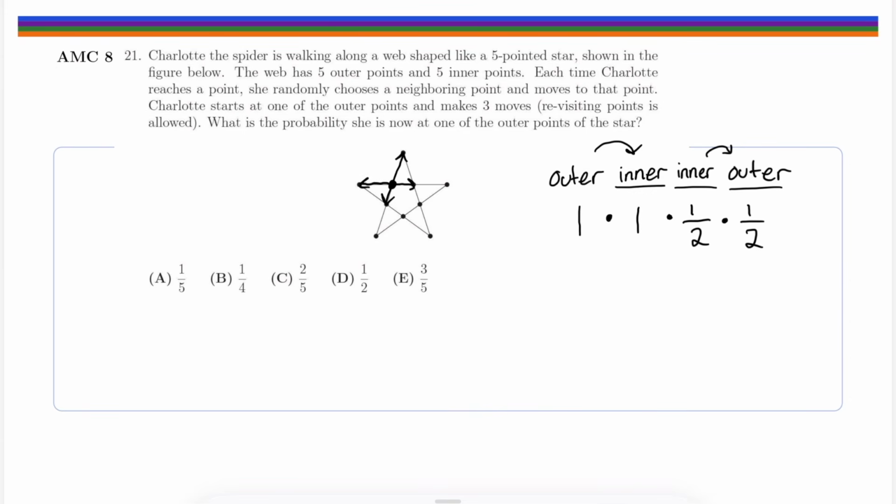This is now all the information we need to solve the problem. Multiplying, we get 1 times 1 times 1/2 times 1/2 equals 1/4. So the probability that Charlotte starts on an outer point and ends on an outer point after 3 moves is 1/4, or B.